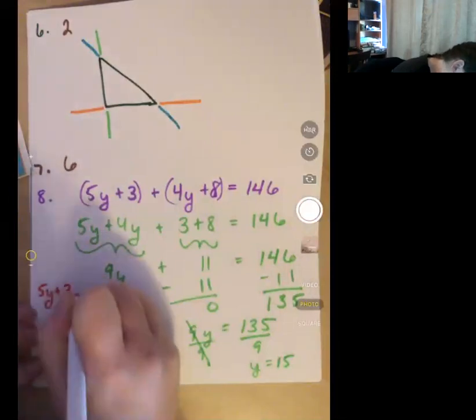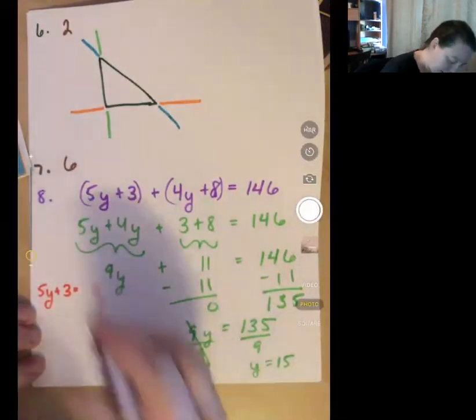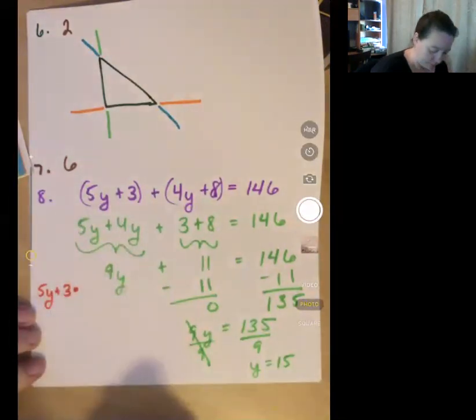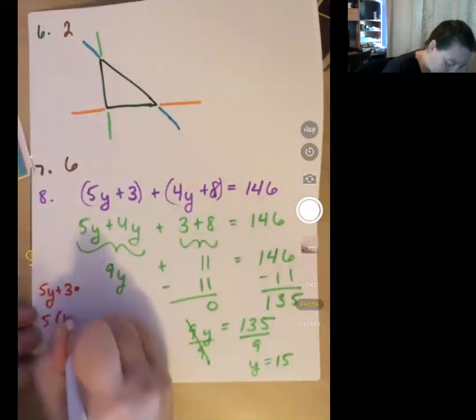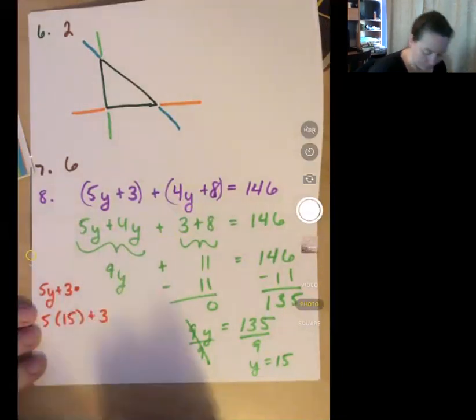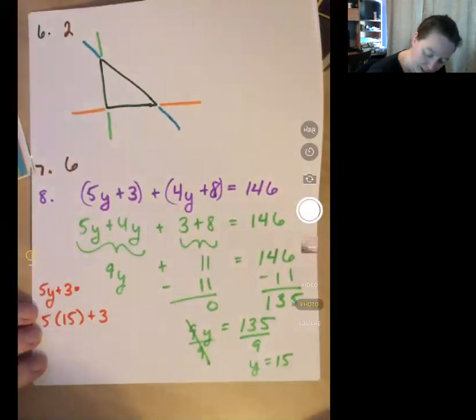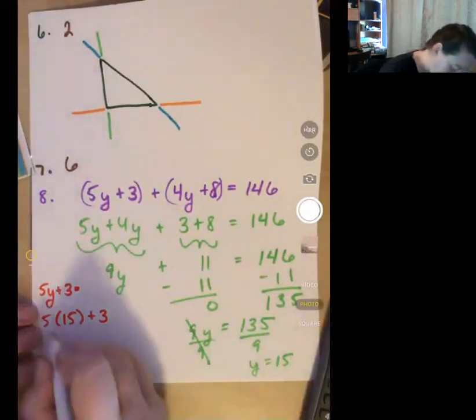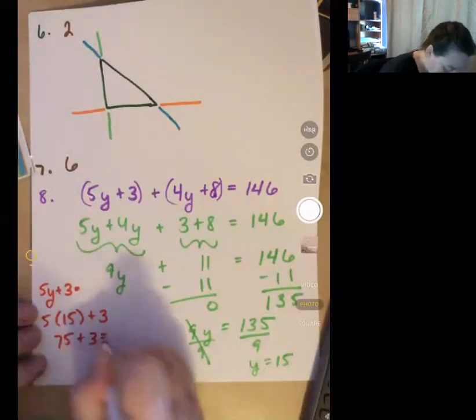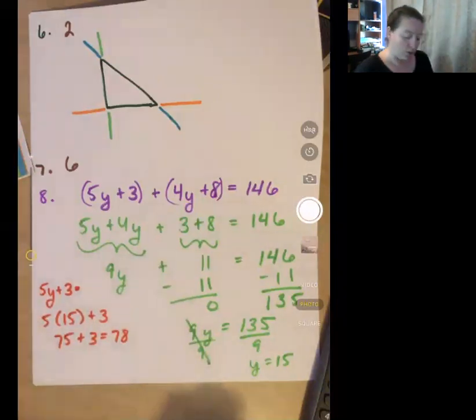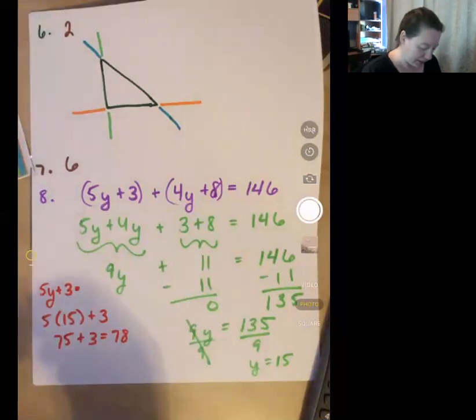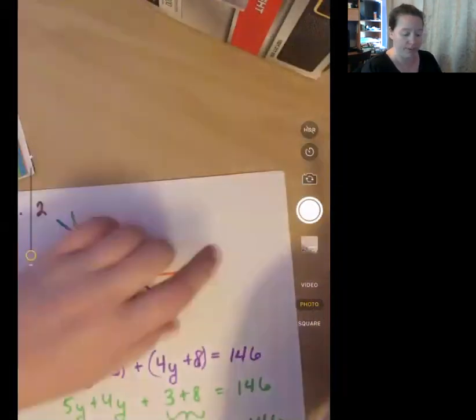So I have 5y plus 3. And now I know that y is equal to 15. So I go 5 times 15 plus 3. 5 times 15 is 75 plus 3, which is 78. So our measure for angle M is 78. Then I am running out of space on here, so I'm going to do it all the way up here at the top.